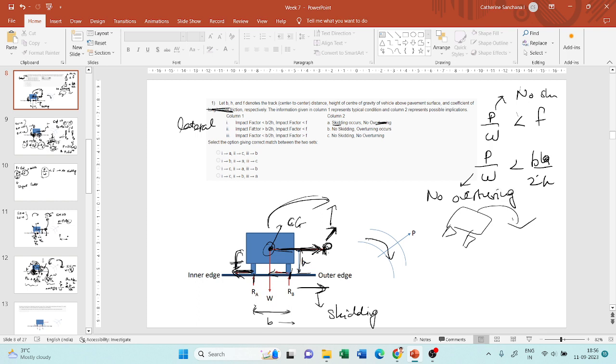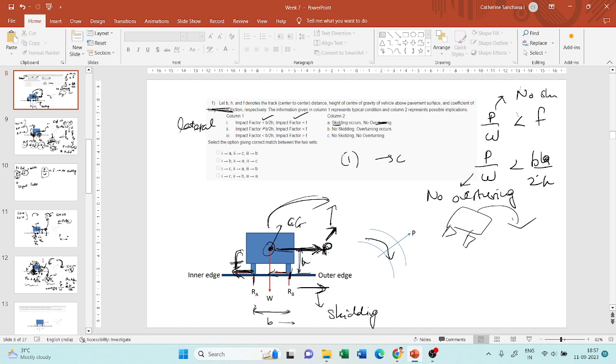So for the first point, impact factor less than B by 2H says that there is no overturning. Impact factor less than F says that there is no skidding. So the answer is C. So for 1 it is C.